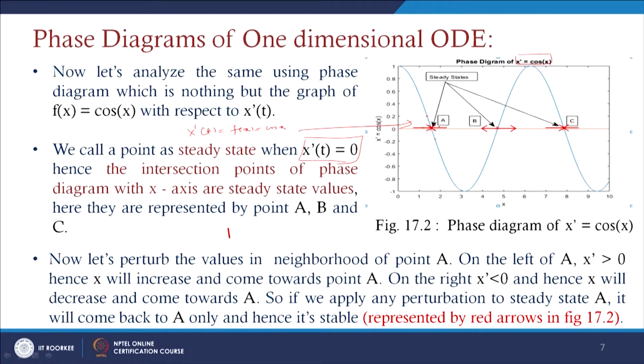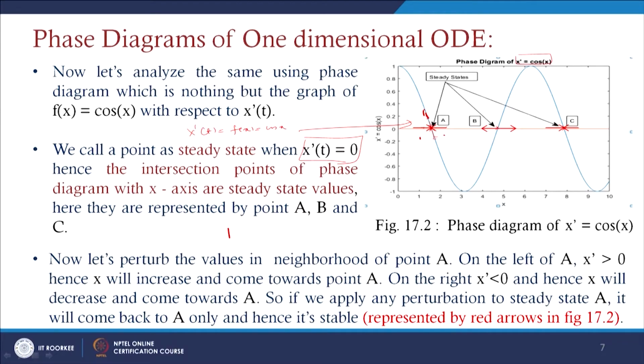If we apply any perturbation to steady state A here, it will come back to point A only, hence it is stable. That is why we have written here: if you perturb any values in the neighborhood of A, since x dash is greater than 0 on the left part of A, it is positive there, and it will increase and come towards the point A.